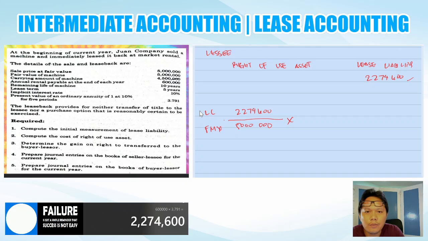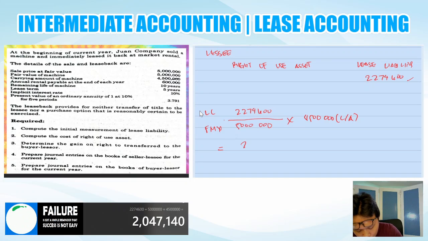Multiplied by your carrying amount of 4,500,000. This is your carrying amount. That is 2,047,140. Okay?